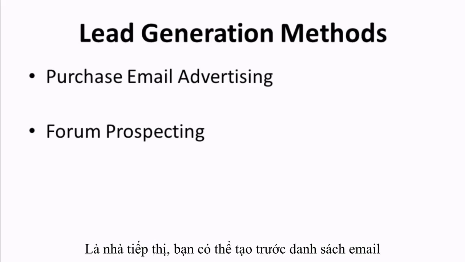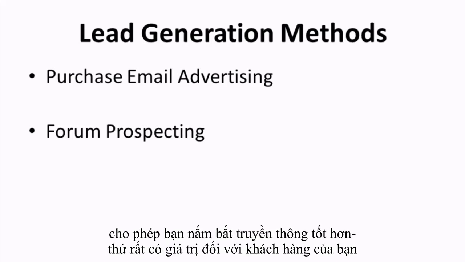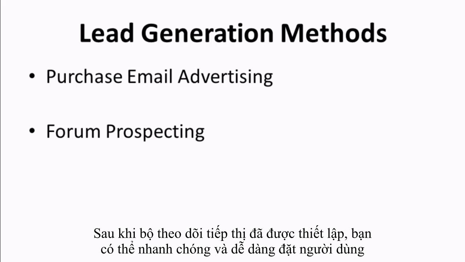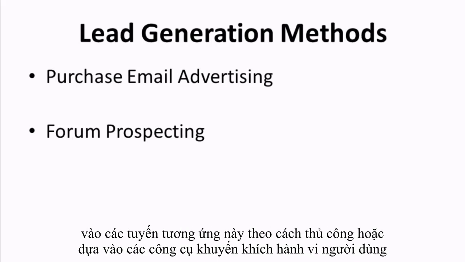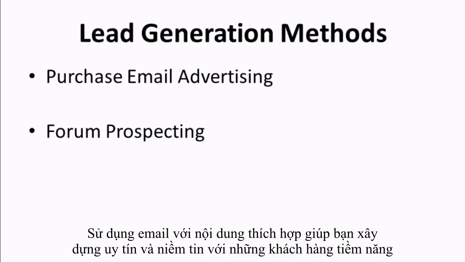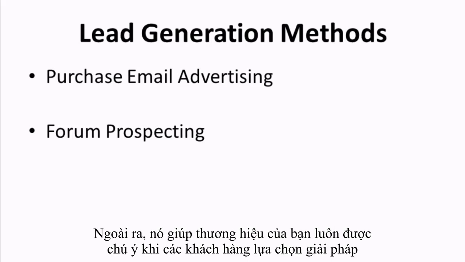As the marketer, you're able to create and schedule these emails in advance, allowing you to more efficiently craft cohesive communication that will be highly valuable to your audience. Then, once your marketing tracks have been developed, you can quickly and easily place people into these correspondence streams either manually or based on user behavior triggers. This consistent and highly relevant email communication helps you build credibility and trust with leads. Additionally, it keeps your brand top of mind for when decision makers are ready to select a solution.